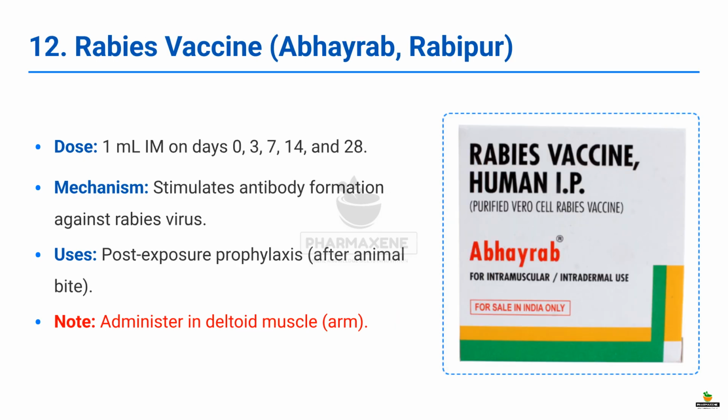The rabies vaccine, including Abhirab and Rabipur, is given as 1 milliliter IM on days 0, 3, 7, 14, and 28. It stimulates antibody formation against the rabies virus, serving as post-exposure prophylaxis after an animal bite. Administer it in the deltoid muscle of the arm.